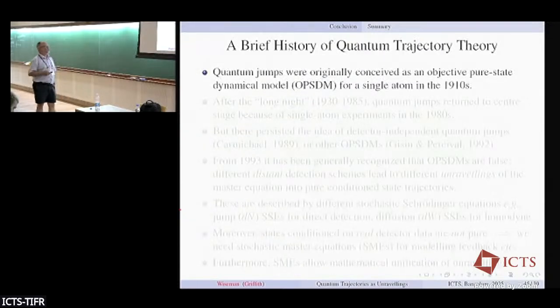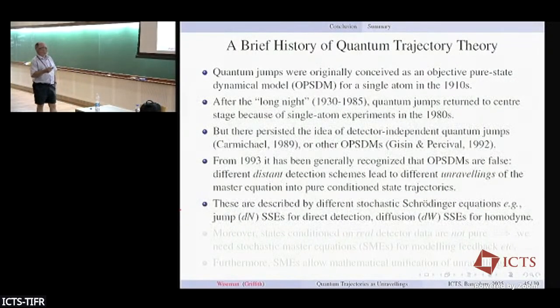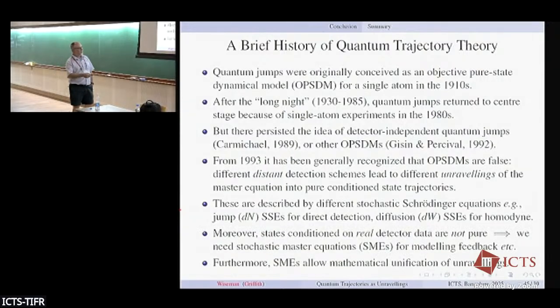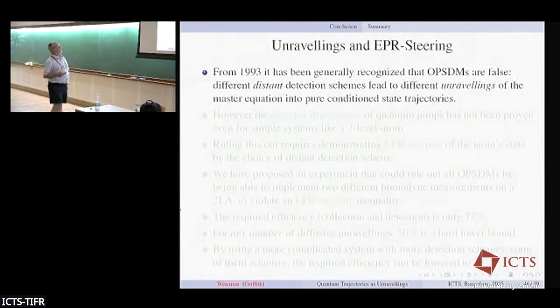Okay, so to summarize what I talked about mostly yesterday: the brief history of quantum trajectory theory, starting with objective pure state dynamical models back in the 1910s with Einstein and Bohr, the long night where quantum jumps didn't get talked about much, and then how they were gradually resurrected in the 1980s and early 1990s. I won't go through all that. Stochastic master equations, unification, Pierre talked about that. Then moving on to what I just talked about, finishing the story of this afternoon.